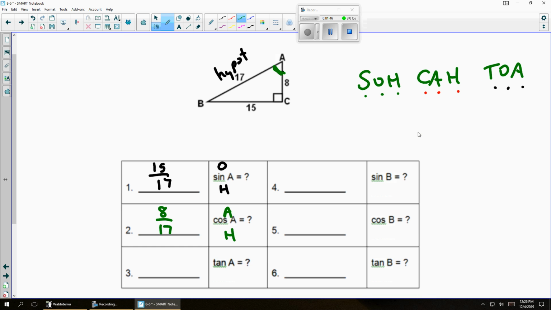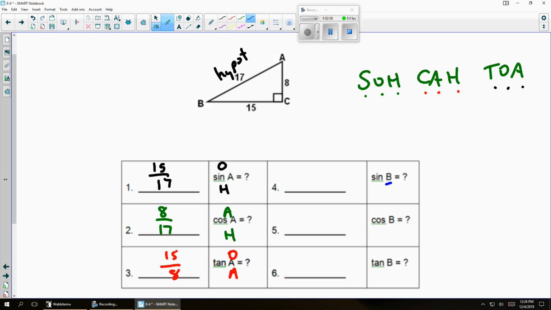Now, number 3, we get to the tangent of A, which is opposite over adjacent. So the opposite from A is 15. The adjacent to A is 8. Now we'll do the same kind of idea for angle B.